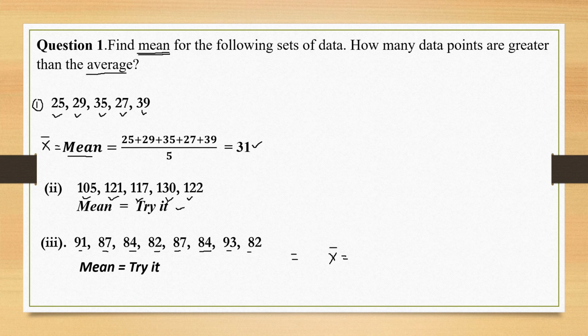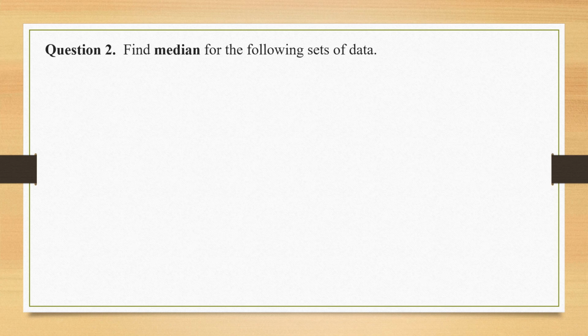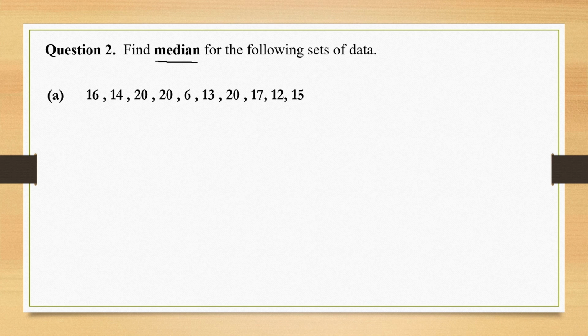Okay, now the second average is median. The first one mean, the second is median. So how to find out median of the data? Let's suppose we have ungrouped data: 16 14 20 26 13 20 17 12 and 15. First of all just see how many numbers we have. Okay, so 1 2 3 4 5 6 7 8 9 10.